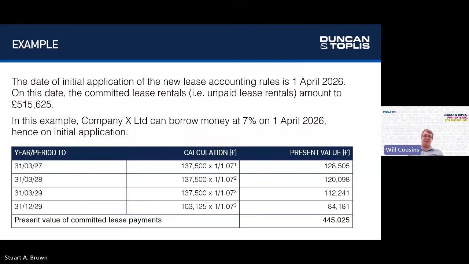As I said, in our example, we use 7%. Down below, you'll see this is our net present value calculation using the 7%. And I have checked the maths, it does add up. This gives us, at the date of transition, present value of committed lease payments of 445,025, which will form our lease liability.